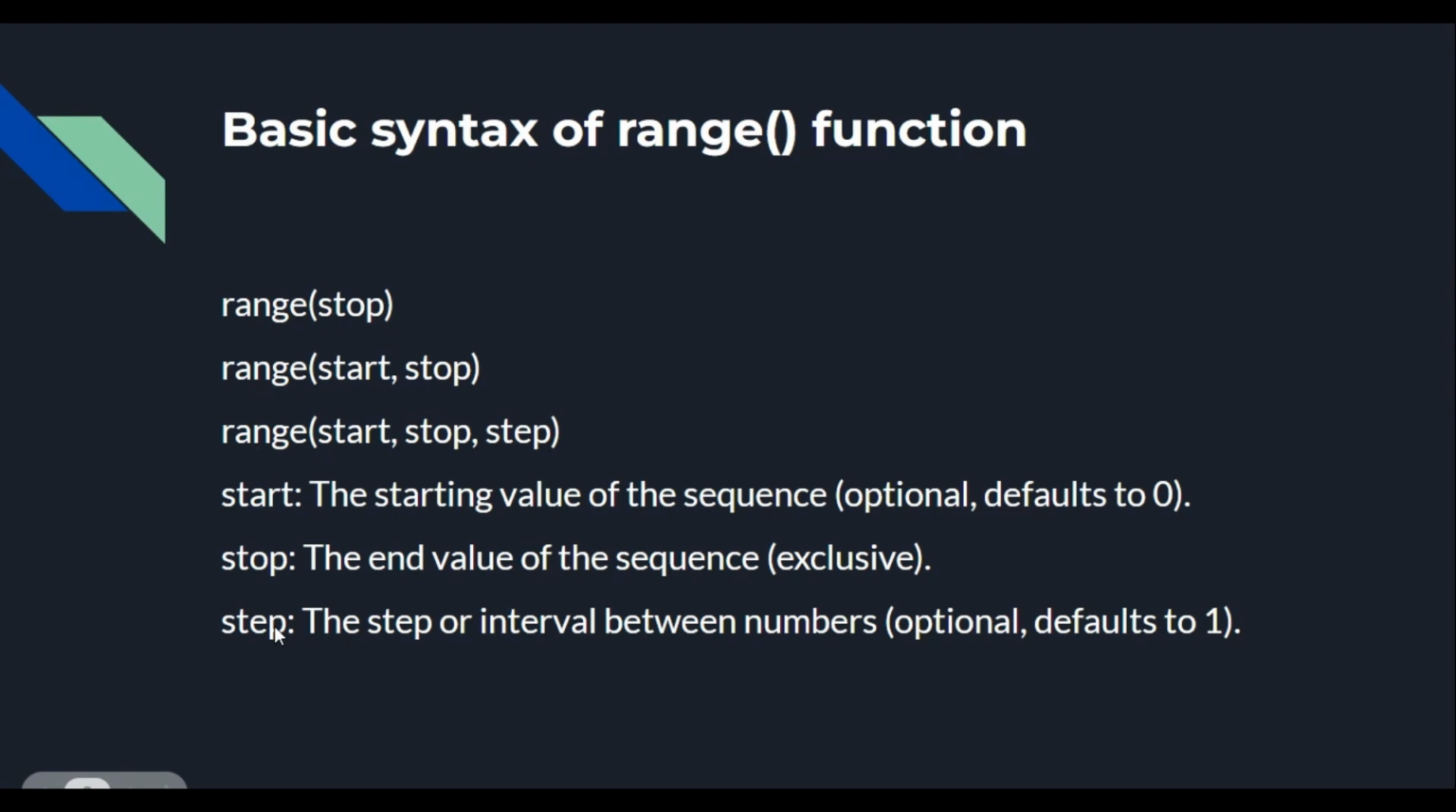Then next is the step value. So what is the step value? The step value is the interval between numbers. It is optional, and the default is 1. Step means from number to number, how many steps there should be, meaning 1 step or 2 steps, 3 steps, like that. If you don't give this step value, the default is 1. We will see these syntaxes practically, then you will understand more.